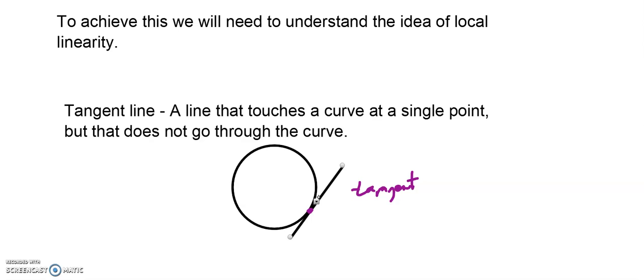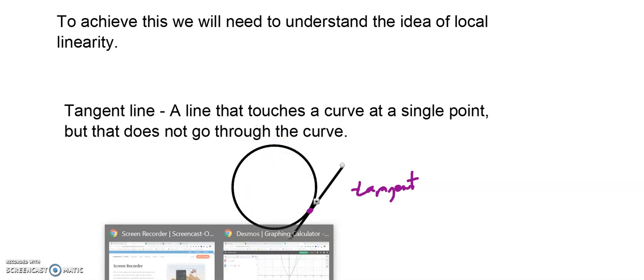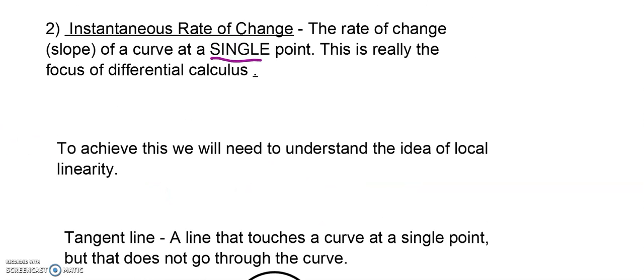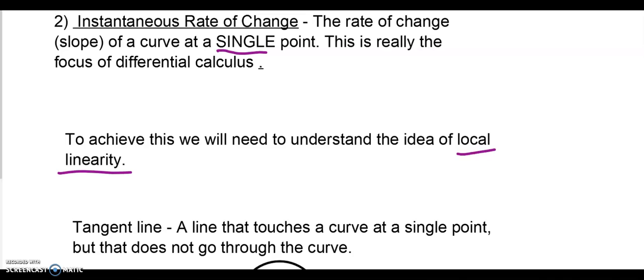Now, take a look at an example of how you find the instantaneous rate of change using the idea of local linearity. Because I'm out of time for this screencast, they won't let me do more than 15 minutes, I'm going to have to make a second screencast. So watch part 2.